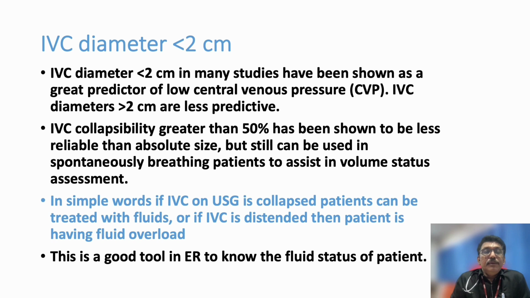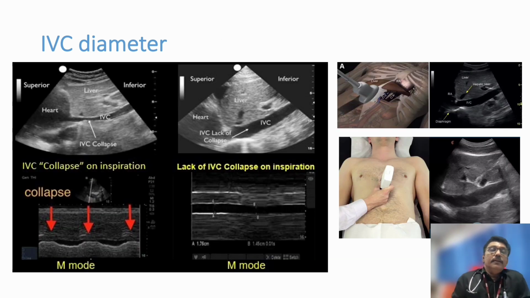So a collapsible IVC indicates the patient can receive more fluid. You can see here the IVC is collapsible. The second ultrasound shows the IVC is distended, and if the collapsibility is not there in the inspiration-expiration change, then that indicates the patient is volume overloaded. If the collapsibility is more than 50%, that indicates the patient can receive some more fluid.